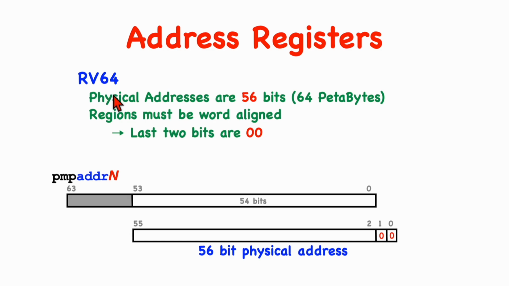For 64-bit cores, physical addresses are now 56 bits in size. Since all regions must be at least word aligned, the final 2 bits of PMP addresses are still implicit. So the address registers, which are now 64 bits in size, contain the remaining 54 bits. Any upper bits that exceed this, or that exceed the actual address range implemented on the system, are simply ignored.